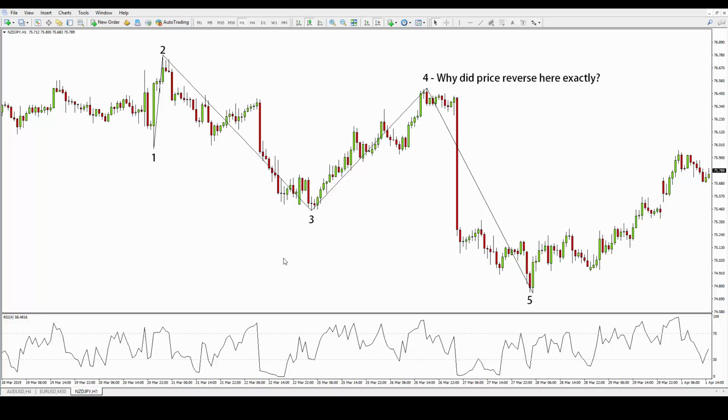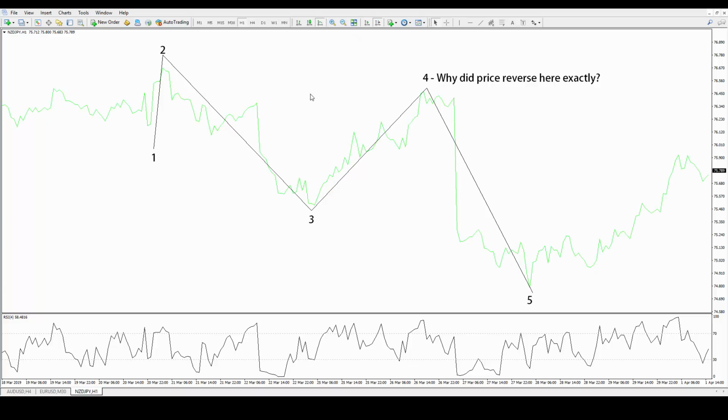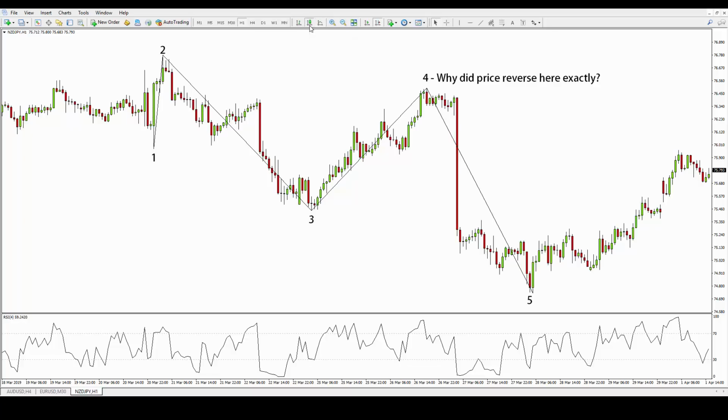Let me remove the candlesticks of the chart so you can have a clearer view. Notice how price comes back near solid structure number 2 in number 4. Some of you might say that number 4 is just going back to a supply and demand zone, and you would be correct, but I want to discover why price reversed exactly in that area in number 4. If you would be interested in trading number 4, you would have to come up with a more precise answer like that.